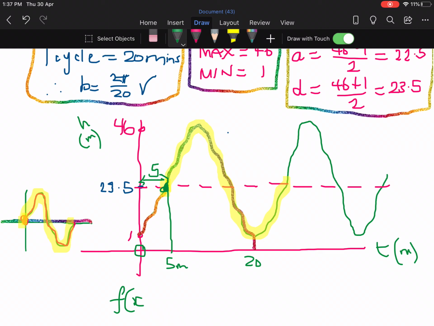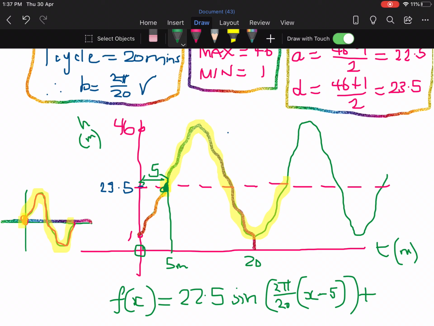So f(x) is equal to a, which is 22.5, sine, bracket b, which is 2 pi over 20, bracket x minus 5, because it's a horizontal shift to the right 5, plus the vertical shift, which was 23.5. And the vertical shift is also the middle line to allow us to reflect where it shifted on the sine graph. Hopefully that makes sense to you all.